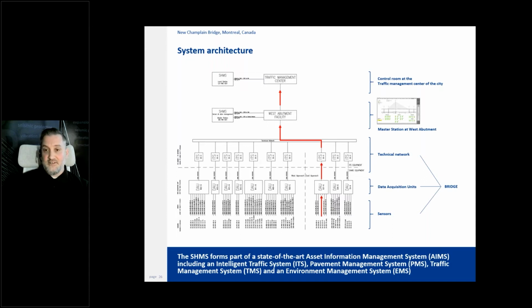The new Champlain Bridge has 22 such data acquisition units feeding into the west abutment facility. And then from there, data is transferred into the traffic management center. And this is where that AIMS system is that I was talking about. As you can see on the bottom of the slide here, the AIMS is comprised not only of our structural health monitoring system, but an intelligent traffic system, a pavement management system, a traffic management system, and an environment management system. So lots of these systematic pieces there. And we are one of the group, and all of that is managed at the traffic management center there.